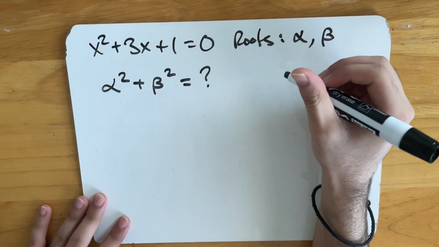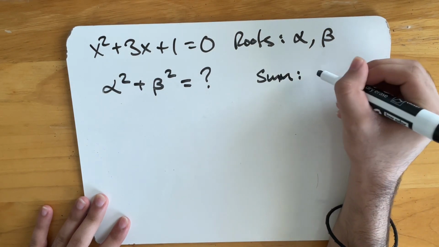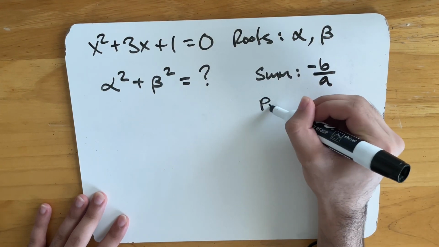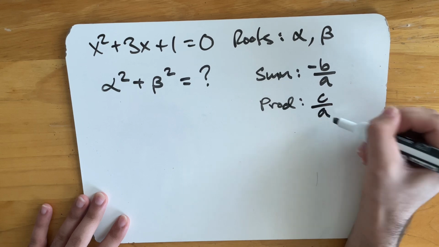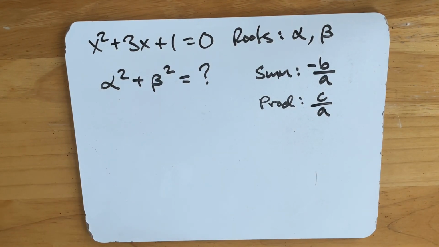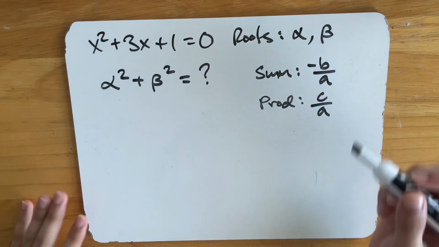So the sum of roots, for at least a quadratic, is equal to negative b over a. And the product of the roots is equal to c over a, our constant term over a. So basically, we know our sum and product.